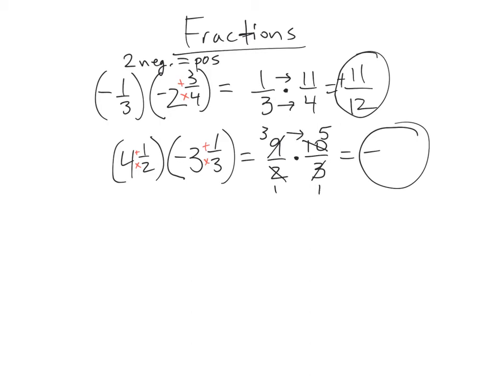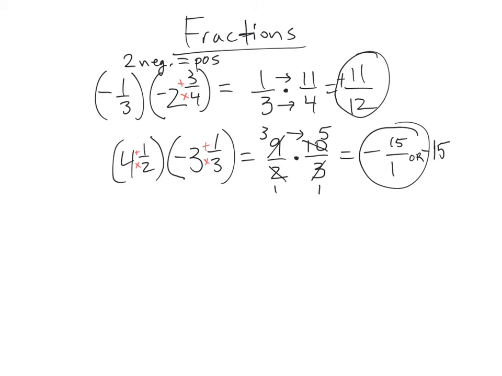Now we can multiply across. 3 times 5 is 15. 1 times 1 is 1. So it would be negative 15 over 1, or anything over 1 is just that number. So it is just negative 15. So my final answer would have been negative 15.